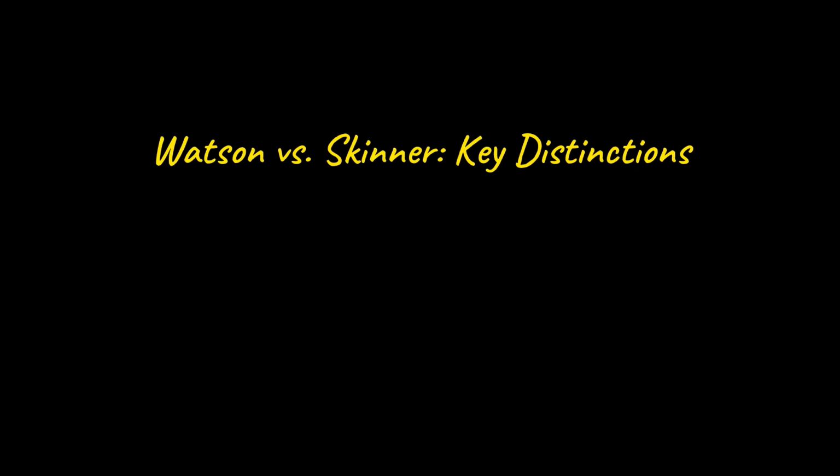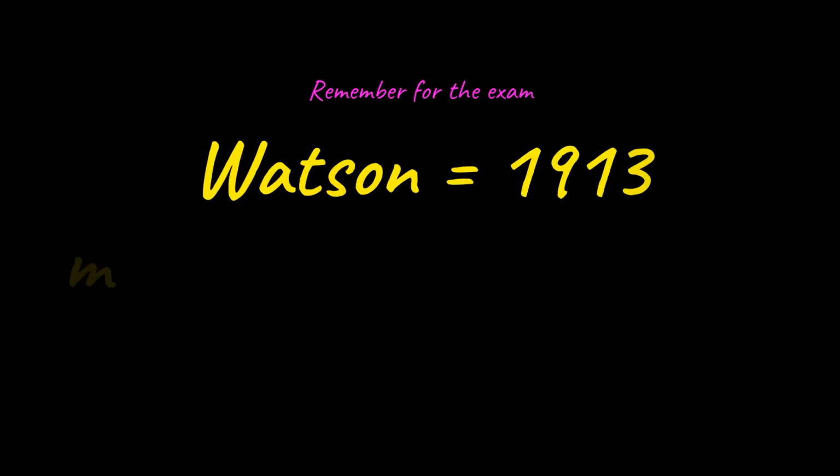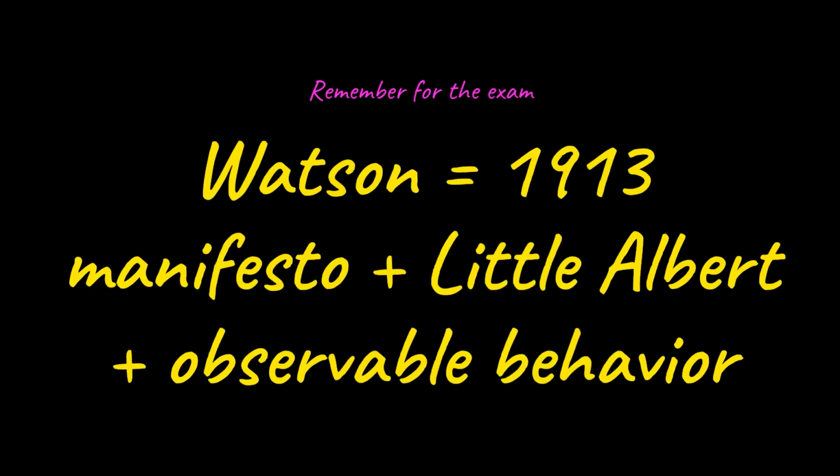Skinner came later and extended the framework through operant conditioning, shaping voluntary behavior with reinforcement and punishment. When you see 1913, Manifesto, Rejection of Introspection, or Little Albert, the answer is Watson. Skinner's operant work is broader and better known, but the founding moment belongs to Watson.